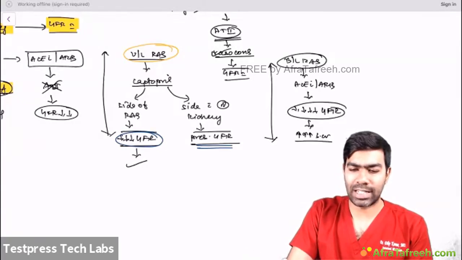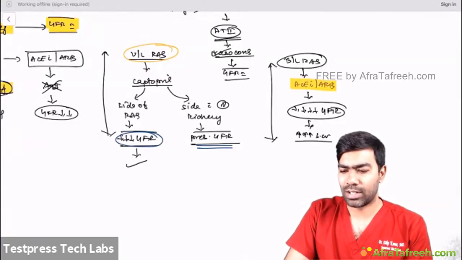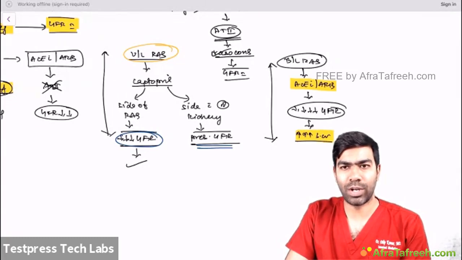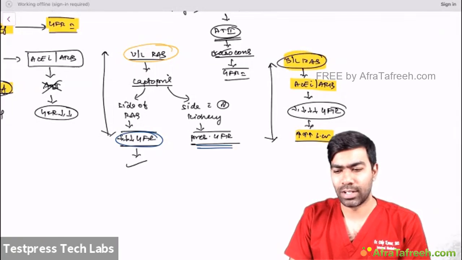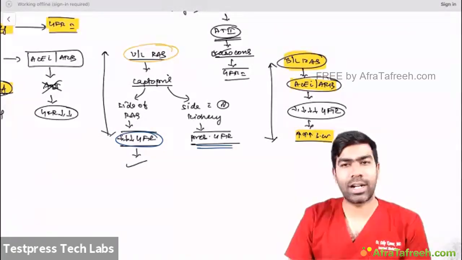So whenever, in an exam, giving an ACE inhibitor causes a rise in serum creatinine within a few days or few weeks, always think about bilateral renal artery stenosis. That's the only diagnosis that you have to make. That's why ACE inhibitors and ARBs are contraindicated in bilateral RAS.